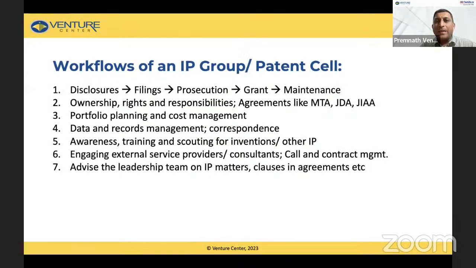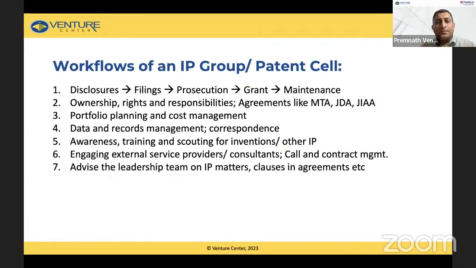Okay, so here are typical workflows of IP groups or patent cells. The first, which many will be familiar with, is just that it is a receiving house for invention disclosures, right? So it's a place where invention disclosures are received and filings are planned, prosecution is overseen, and grant happens, and there are decisions to be taken on maintenance and payment of fees and so on and so forth, right? So this is one workflow, and it's an important workflow.